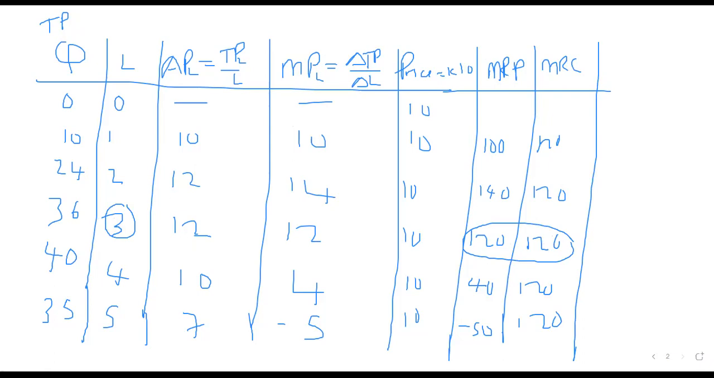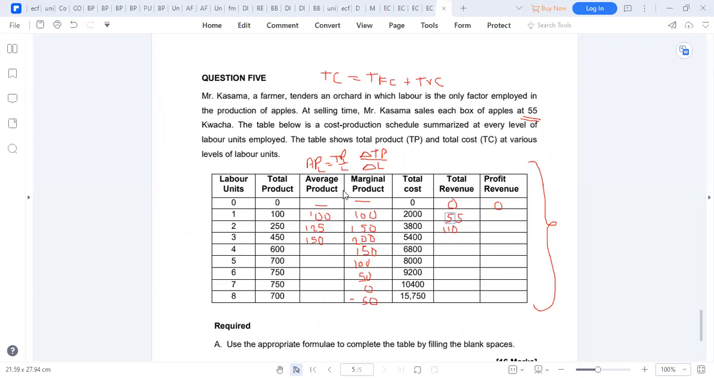So this is an epitome of what this question was all about. For average product, you divide the labor units into the total product. So 100 divided by 1, we get that. This divided by that, we get that. We divide this column by that to get this column. For marginal product, you're just getting the differences. 100 minus 0, 100, 250 minus that, until you get 700 minus 250. That is how we get this column.